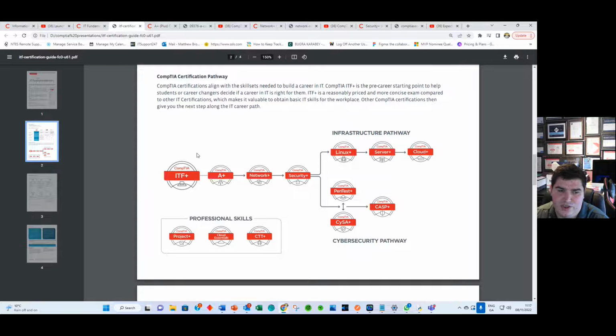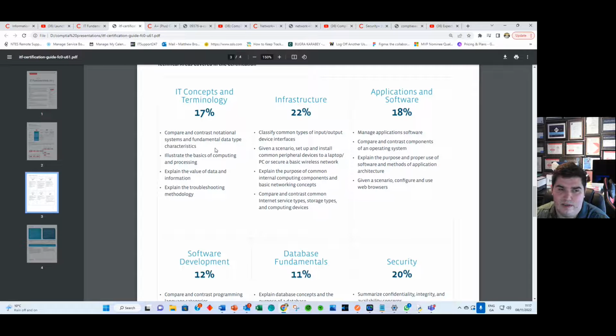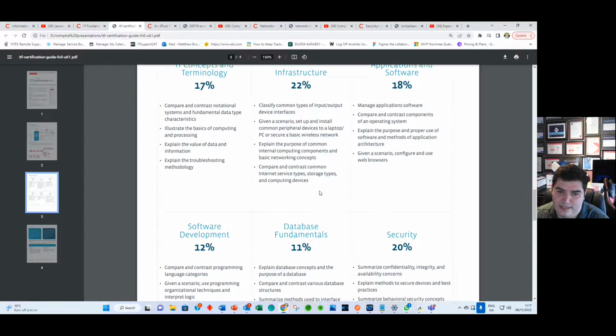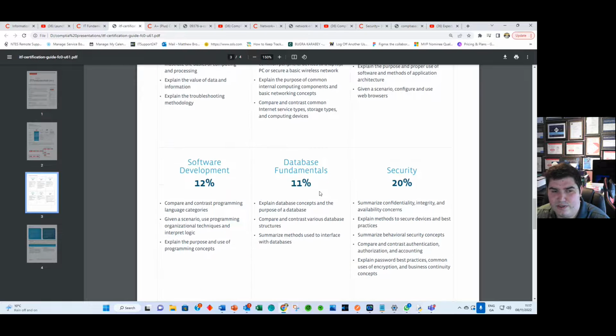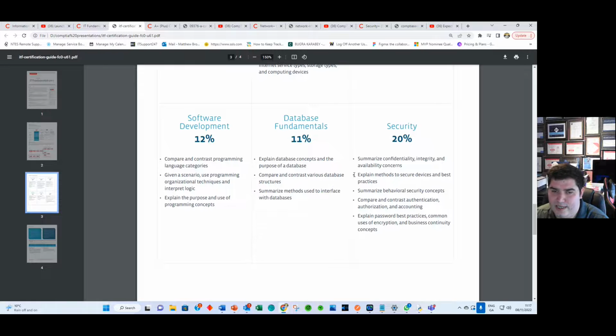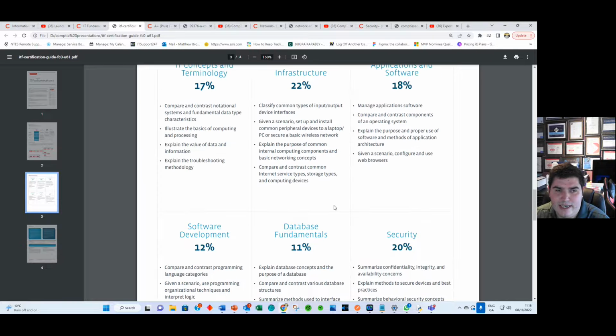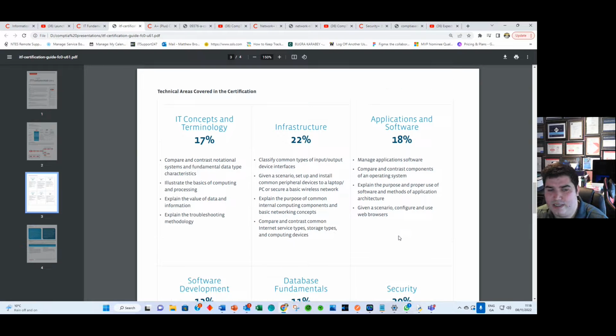So this is what it looks like, the infrastructure pathway for CompTIA. So ITF Plus is your starting point. So if you want to get into IT and get started, IT fundamentals is where you're going. So the breakdown of the exam is your concepts and terminology is 17%, your infrastructure is 22%, your applications and software is 18%, and your software development is 12%. Database fundamentals is covered, but it's only about 11%, and most importantly, security has a weight of 20% in the exam. So you're really going to get a varied level of knowledge out of this.